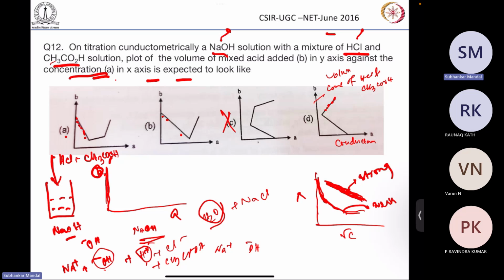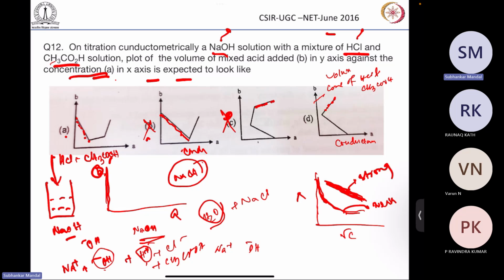So we have three options: A, B, and D. Now when you are adding HCl and acetic acid, what will happen? When all the NaOH is consumed, the conductivity will decrease to some point. Suppose this point is reached. Here what we are seeing is that the conductivity is increasing, so this will not be the case. So A, C, and D might be the options, and B is cut down.